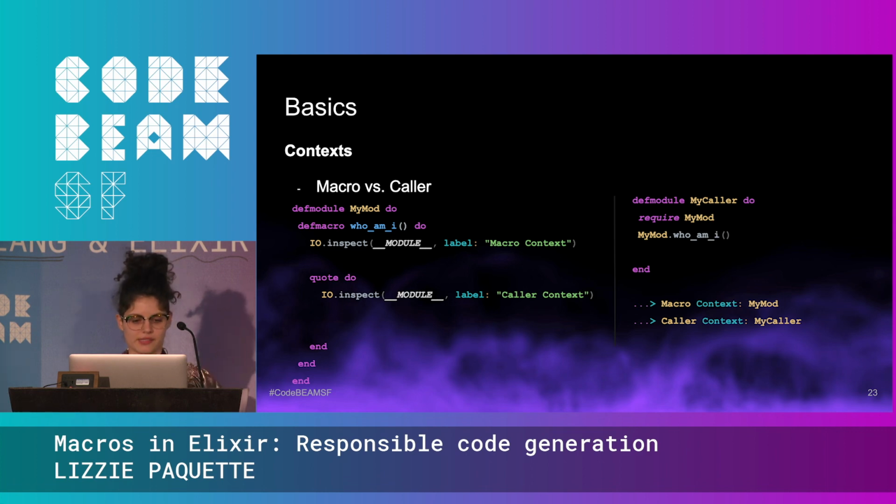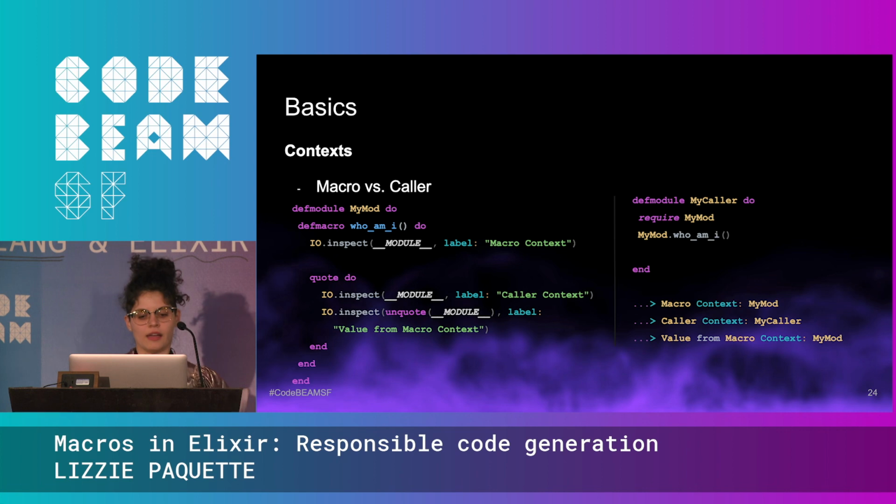So here we can see it with some IO.inspects. If we print out __MODULE__, when we are in the macro context, we print out MyMod. But when we are in the caller context, we print out MyCaller, even though we are in the macro's body for the whole thing. If we unquoted the value of __MODULE__ while in the quote, we actually get MyMod. So if we're trying to pull values from the macro's context into the quote, we would use unquote.